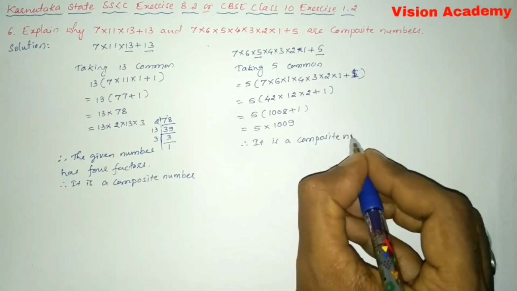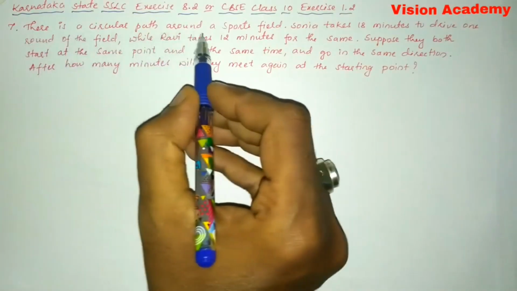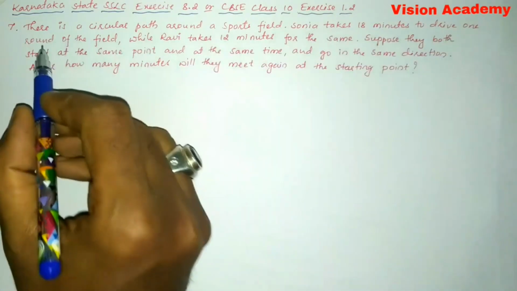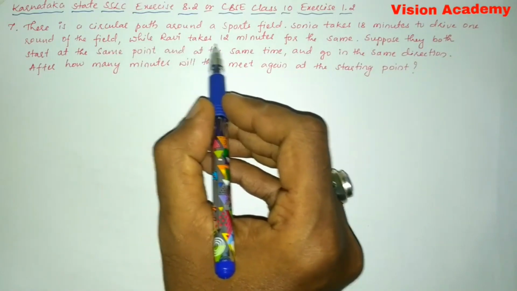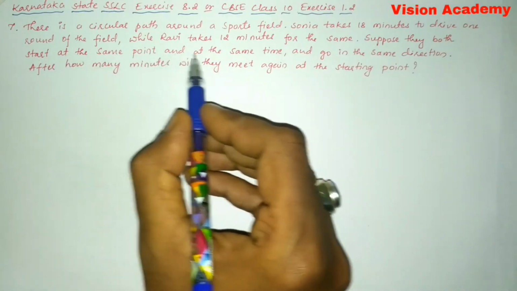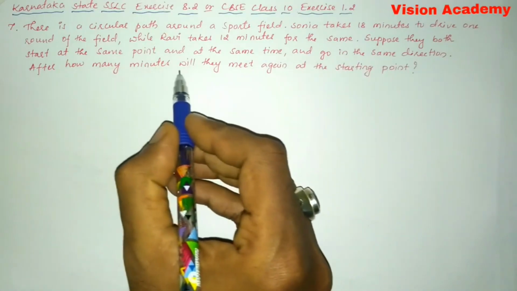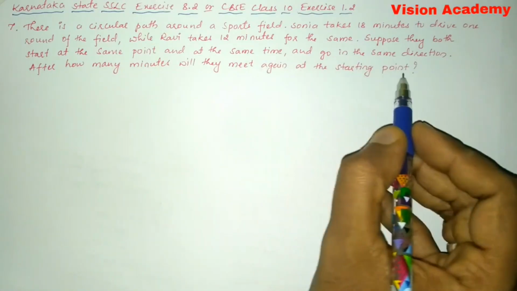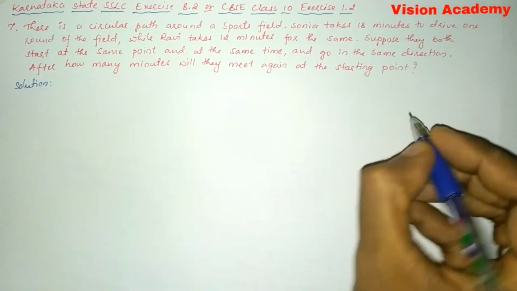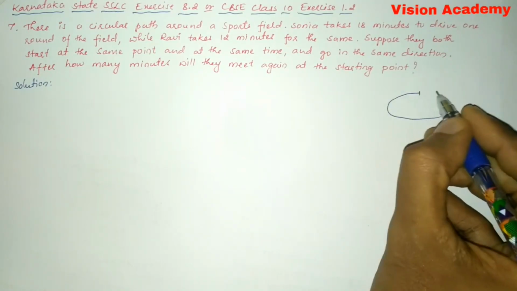Question number 7. There is a circular path around a sports field. Sonia takes 18 minutes to drive one round of the field, while Ravi takes 12 minutes for the same. Suppose they both start at the same point and at the same time and go in the same direction. After how many minutes will they meet again at the starting point? So let us find the solution for the given problem. Here in the question they have given a circular ground. So let us consider this is the starting point.